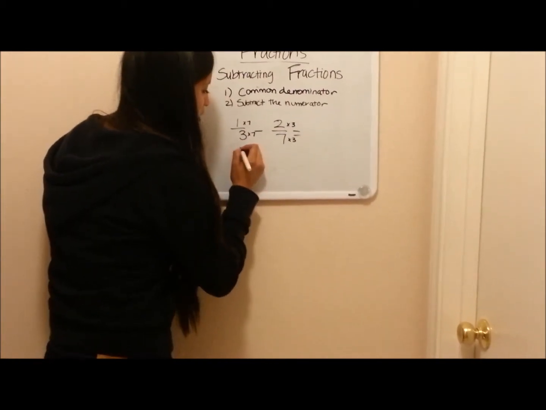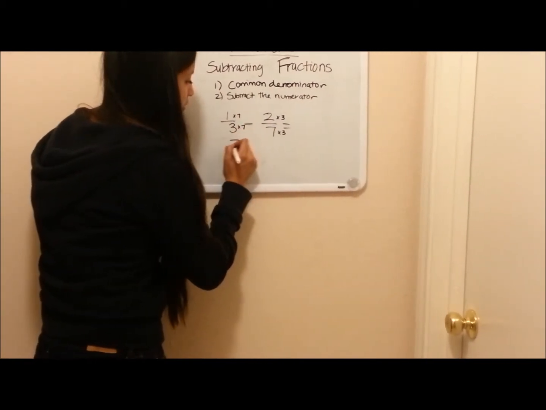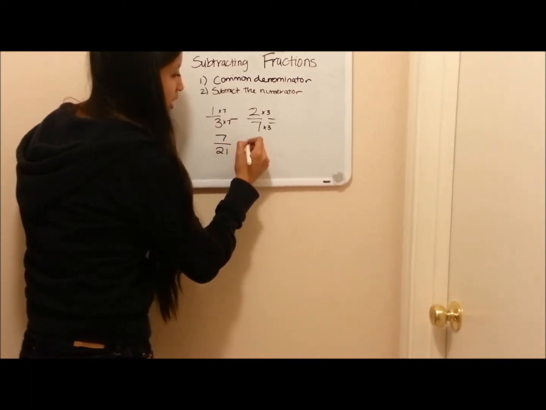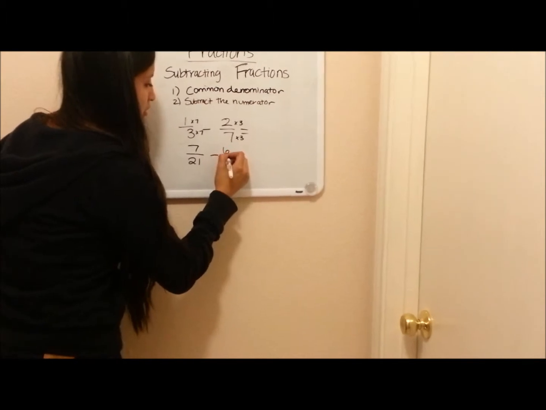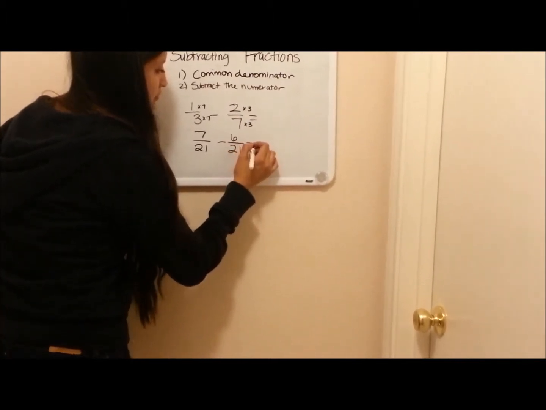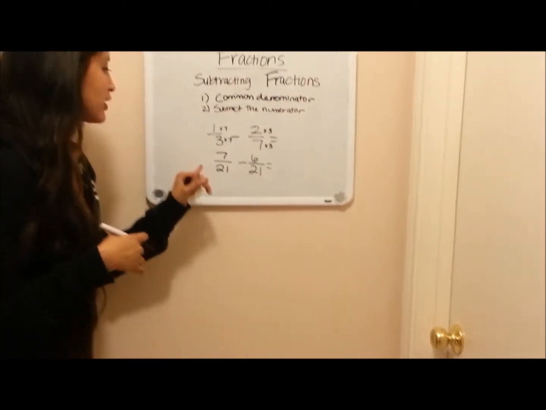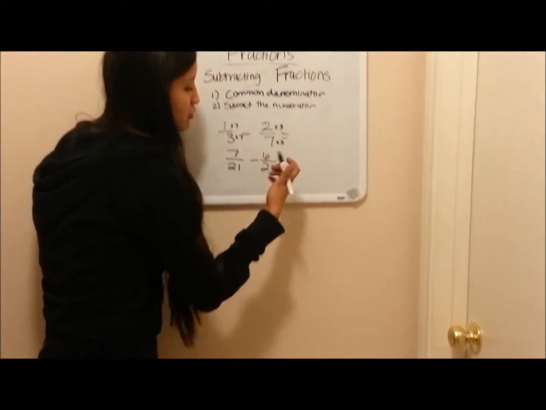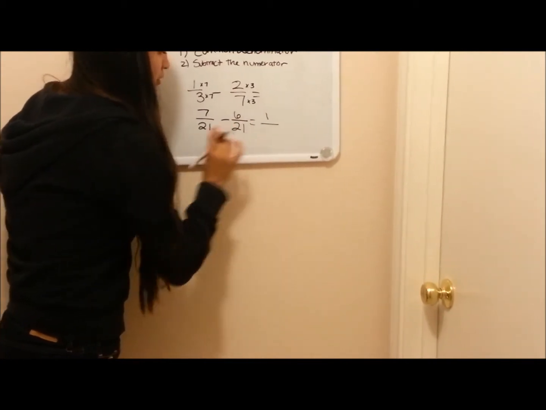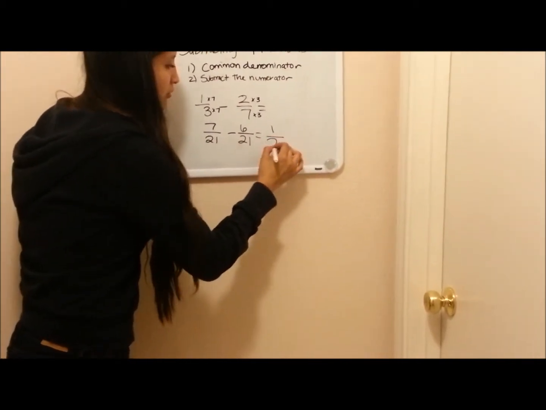So 7 times 1 is 7. 3 times 7 is 21. Subtract 2 times 3 is 6. And 7 times 3 is 21. So when you subtract that, 7 minus 6 is 1 over 21.